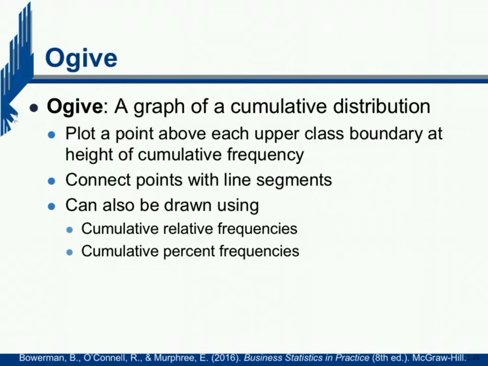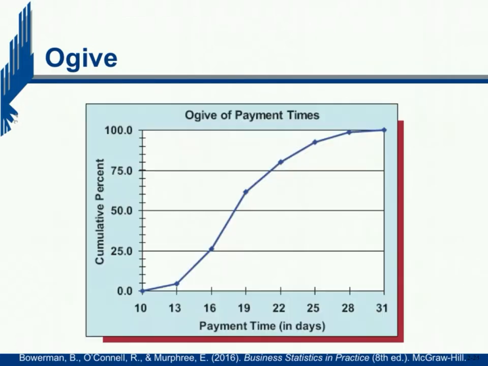Now, if you want to present visually the cumulative distribution, we call that graph an ogive. So whether you use a histogram or a frequency polygon, if the values being presented are cumulative distributions, we call them ogives. And here we plot the point above each upper class boundary of each interval. So the frequency is put at the upper limit of each interval, and then you can connect them with line segments, and again you can use other cumulative distributions. So instead of just the cumulative frequency, you can use cumulative relative or cumulative percent frequencies.